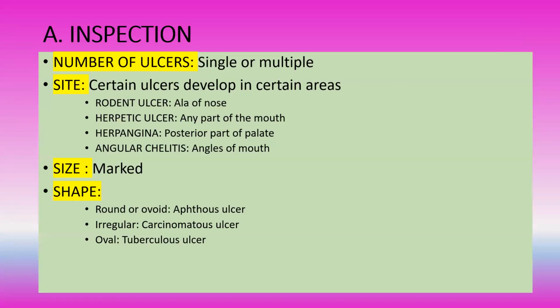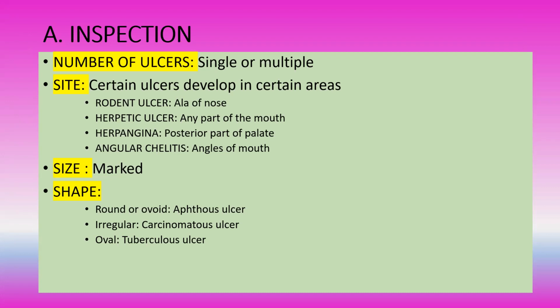Coming to the clinical examination of an ulcer. When we talk about clinical examination, it is divided into two parts. One is inspection and the next is palpation. Inspection is everything which comes under only seeing the patient without using the hands.